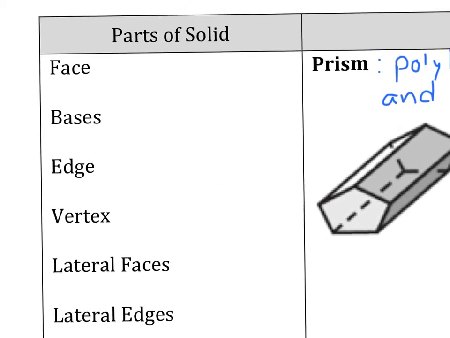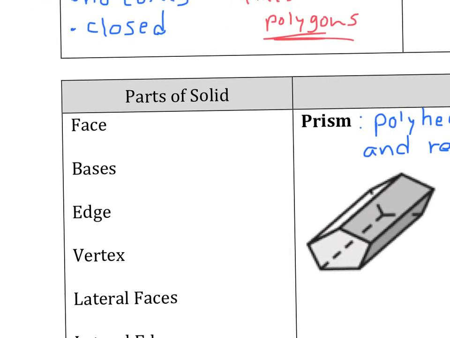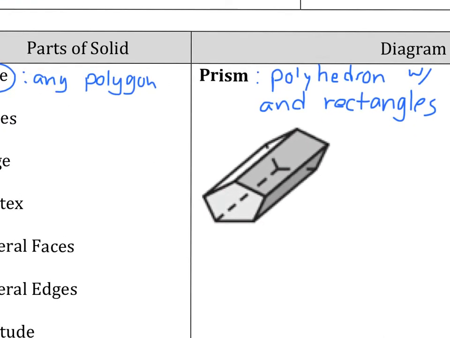Okay, first off, a face. A face is any polygon. And it's hard to identify the faces, but notice that this in the front is a face. So if I were just to highlight it a little bit, that's one face. Another face would be this rectangle right here. That's a face as well. So any of these guys are called faces.